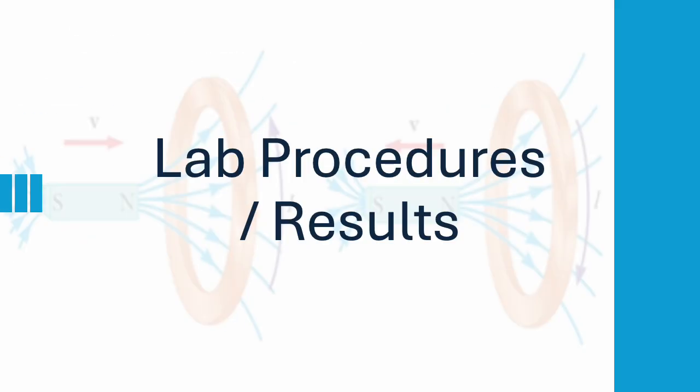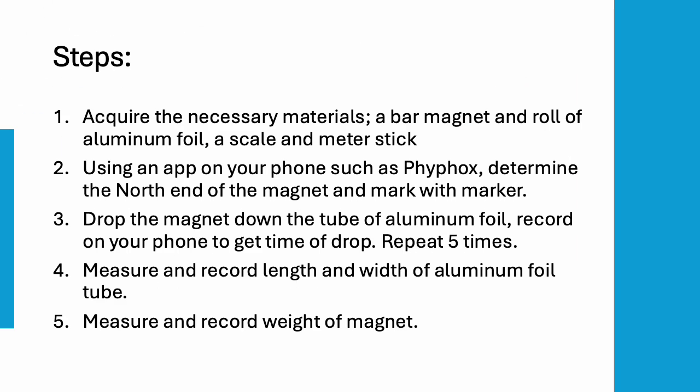Lab procedures and results. Here are the steps to complete this lab. 1. Acquire the necessary materials, which are a bar magnet, a roll of aluminum foil, a scale, and a meter stick. 2. Using an app on your phone such as PHYS, determine the north end of the magnet and mark it with a marker. 3. Drop the magnet down the tube of aluminum foil. Record on your phone to get time of drop and repeat that 5 times. 4. Measure and record the length and width of the aluminum foil tube. And 5. Measure and record the weight of the magnet.